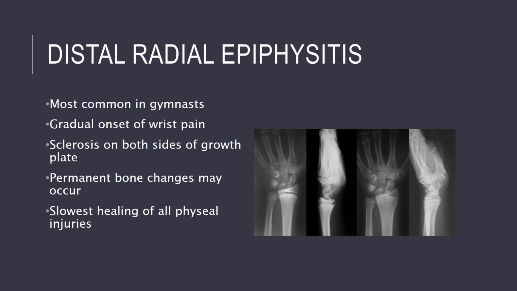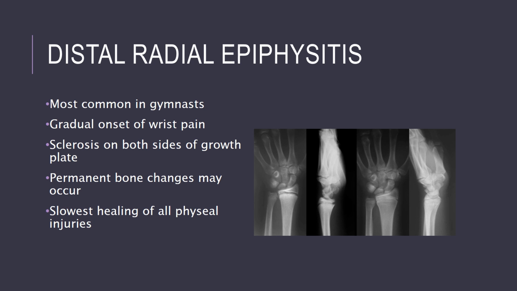Radial epiphysitis. This injury is most common in gymnasts and other athletes who bear weight on their wrists. The athlete will experience a gradual onset of wrist pain. Radiographs usually show sclerosis or hardening on both sides of the growth plate. If this injury is not treated appropriately, permanent bone changes may occur.